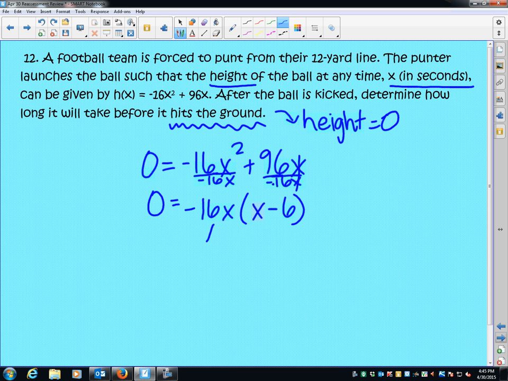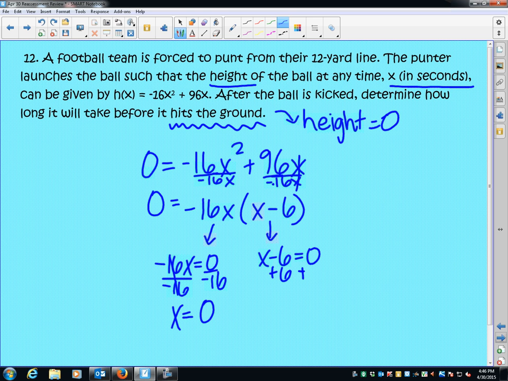Now you have to set each piece, is kind of what I call it, equal to 0. So negative 16x equals 0, and x minus 6 equals 0. So then divide by negative 16, x equals 0, and then add your 6, x equals 6.